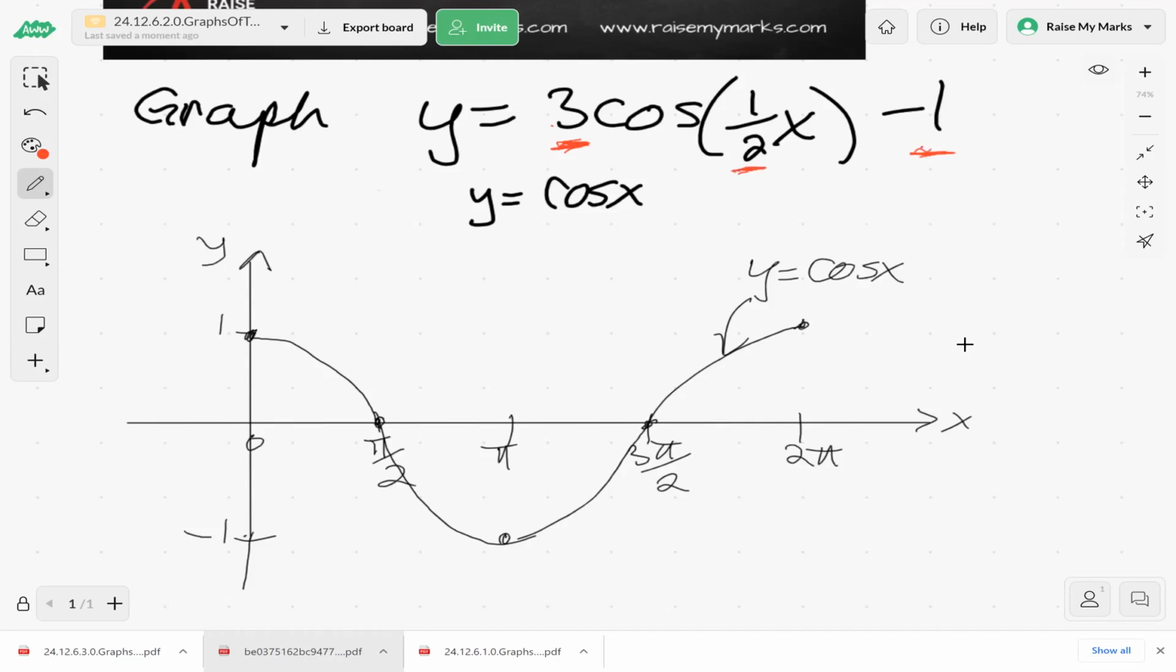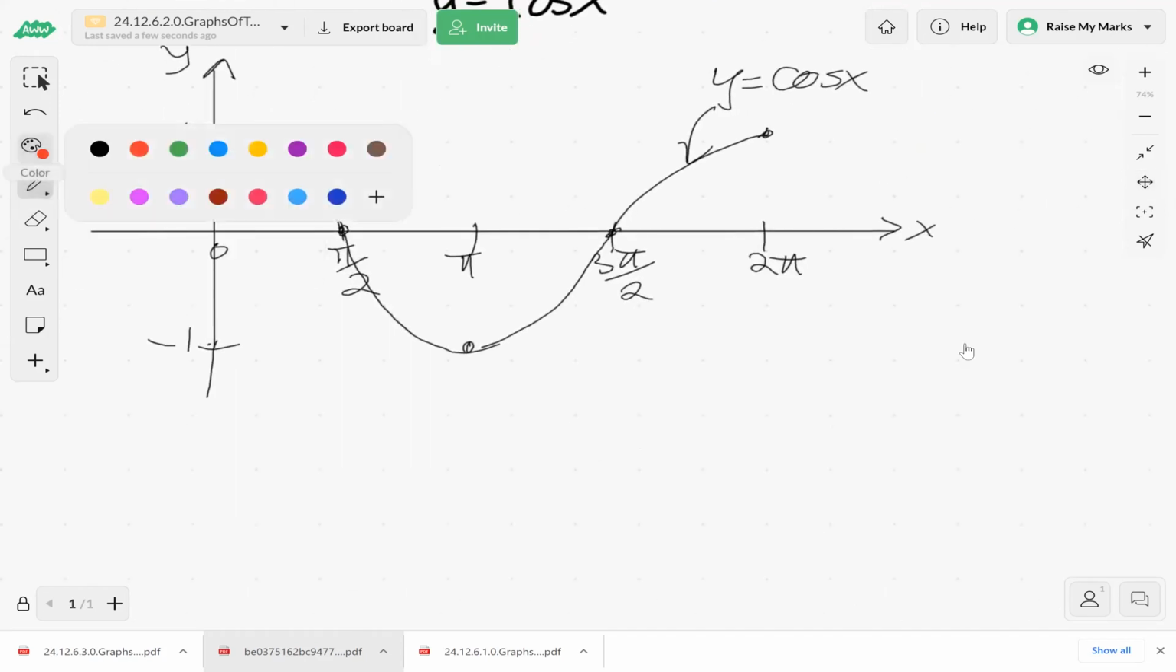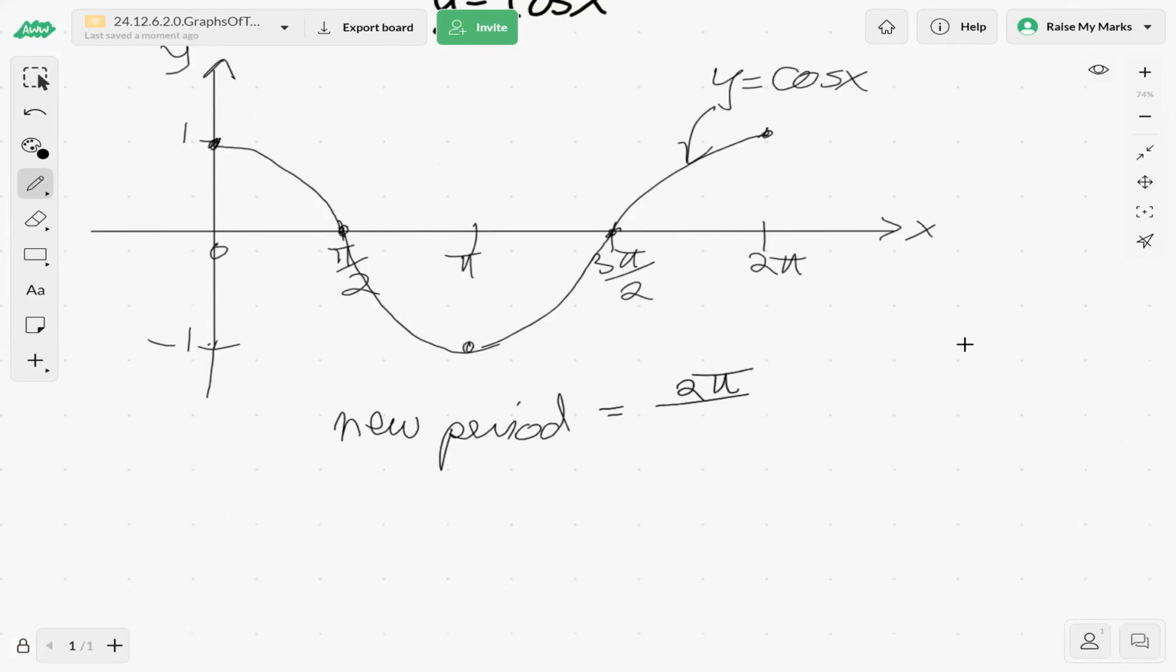Okay. So first, let's take the 1/2 and figure out what it does to the period. Since we're stretching things horizontally by a factor of 2, this is also going to change the period of our new trigonometric function by a factor of 2. So let's see how it does that. Our new period is our old period divided by that value 1/2, and this just gives us 4 pi. So our new period is 4 pi.